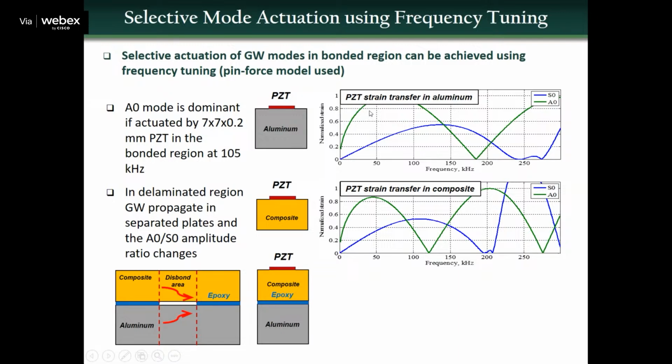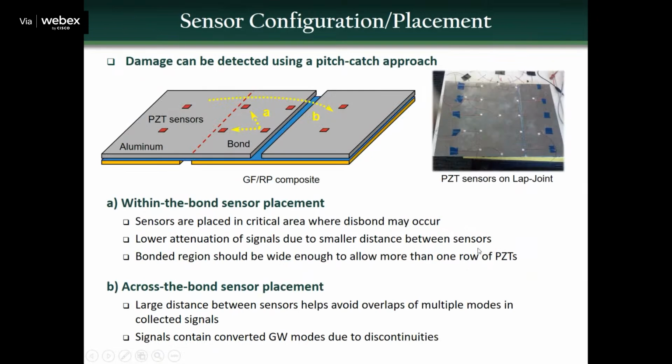So a lot of work needs to be done before you actually apply this to a complex geometry. So you study the PZT strain transfer in aluminum only and composite only. You can get the fundamental wave modes, normalized strain versus frequency, to understand the strain transfer.